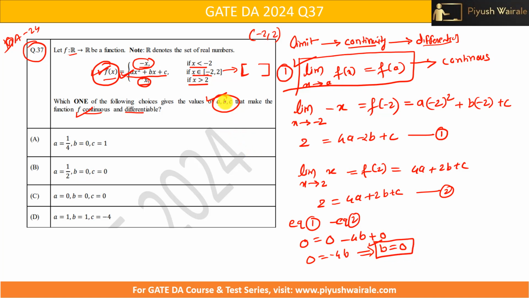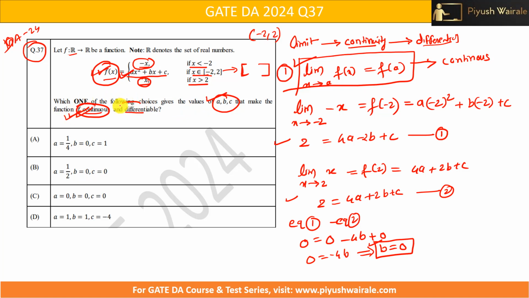What about the value of a and c? How can we find them, right? As of now, we have just applied that the function is continuous. By applying the continuity concept, I get to know that the value of b will be 0, right? Because I got these two equations, I solved them and got b equals 0. Now, how to get the value of a and c, because I already used the concept of continuity?